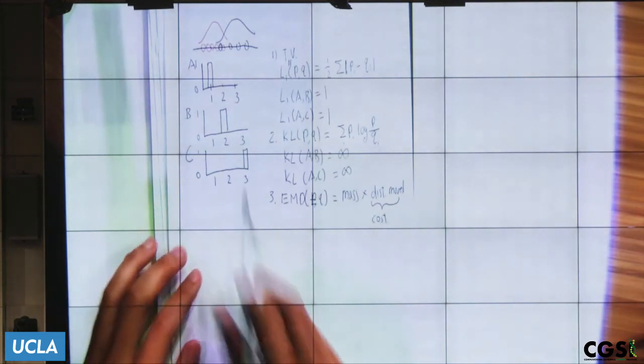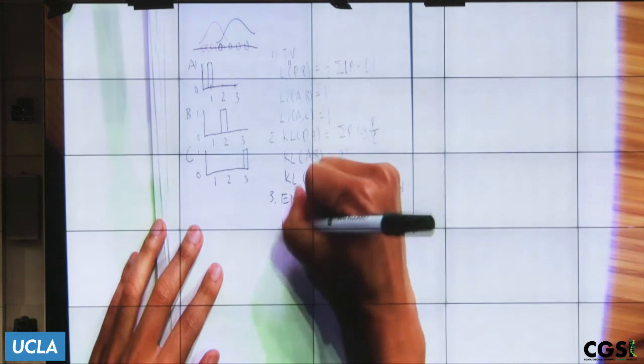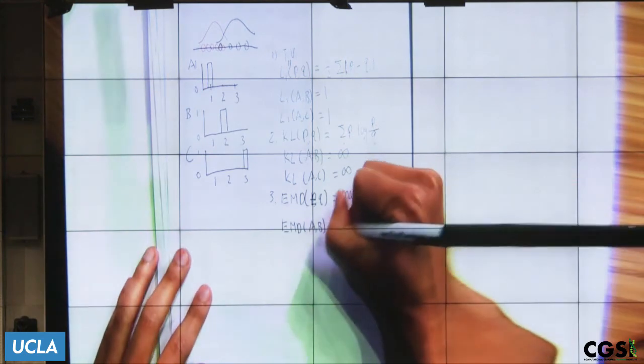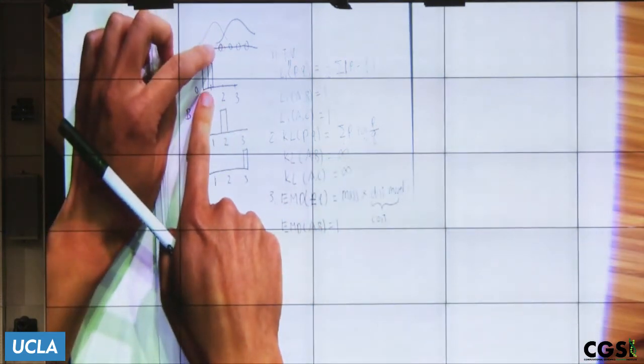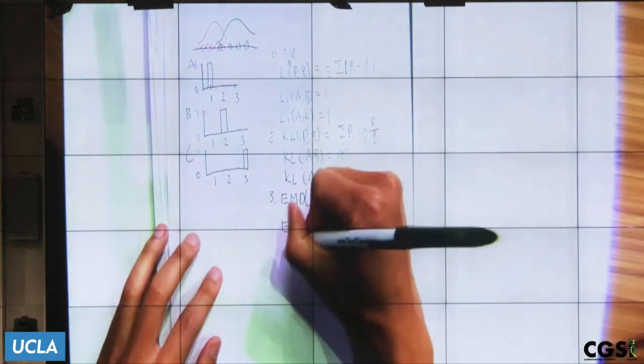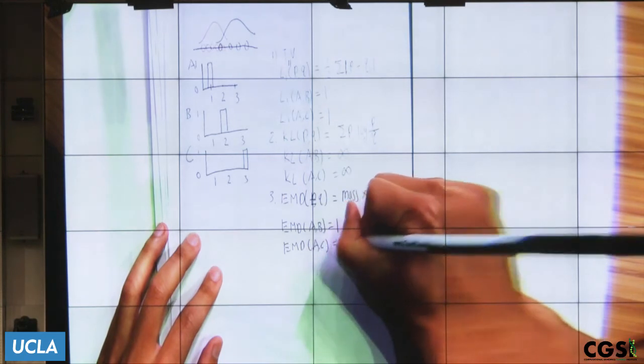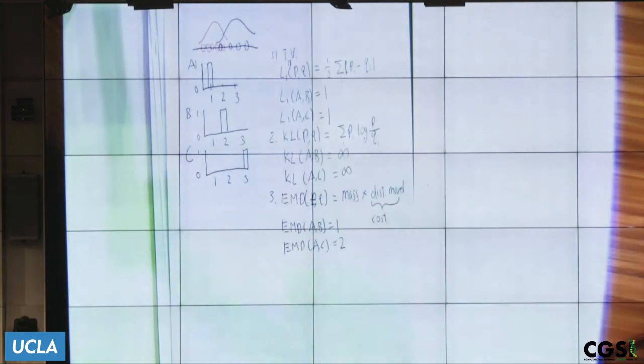So for this example, the Earth mover distance between A and B is 1, because the mass here is 1, and I've moved distance 1 to go from A to B. The Earth mover distance between A and C is 2. Take 1 unit of mass, I have to move it a distance of 2. So the Earth mover distance is a valid distance over distributions, and it seems to capture these more fine-grained distinctions between different distributions. Any questions about this?